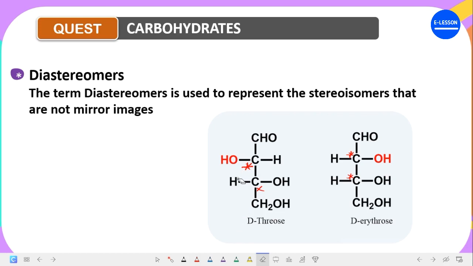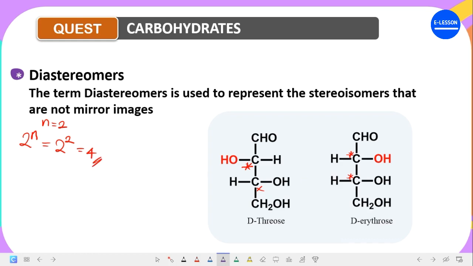So in this case, how many chiral carbons do we have? We have 2. Now, if I want to calculate the number of isomers that it can form, it will be 2 raised to the power of n. And 2 raised to the power of n is 2 squared, where n is equal to what? 2, for 2 chiral carbons. And this equals 4. Now, looking at these two, they are stereoisomers. But are they enantiomers? They are not enantiomers.